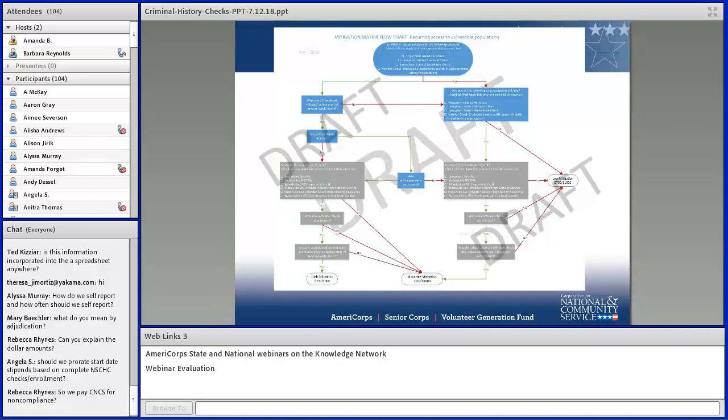Should we prorate start date stipends based on complete NSCHC checks and enrollment? You know, I actually don't understand enough about how you guys do your start date. I don't know the answer to that. I don't fully understand that question, so I will just write it down. Yeah, Angela, this is Barbara. I would also recommend reaching out to your program officer specifically. He or she may have more detail about your program design, and may be able to think that through with you in a full way.